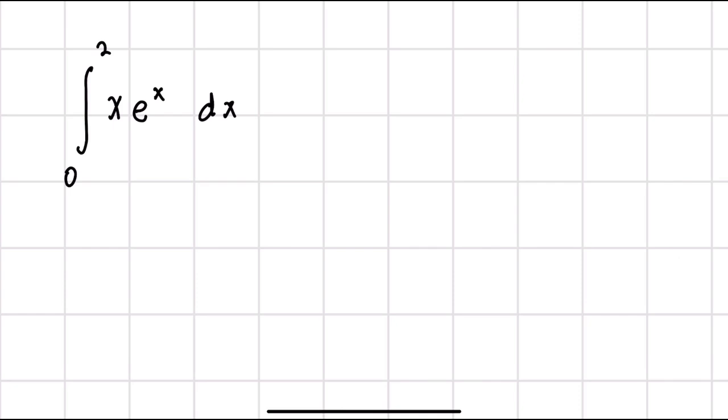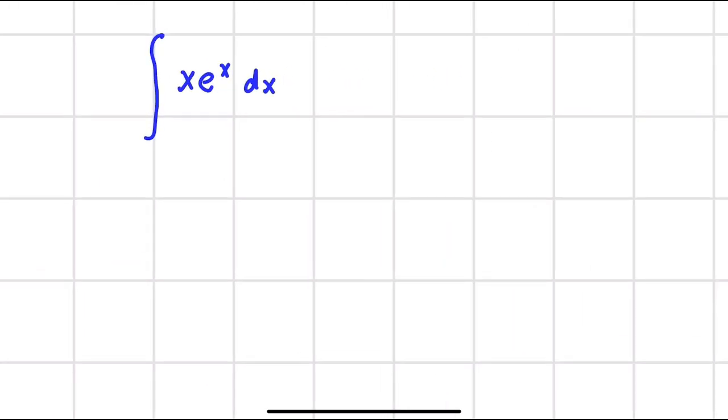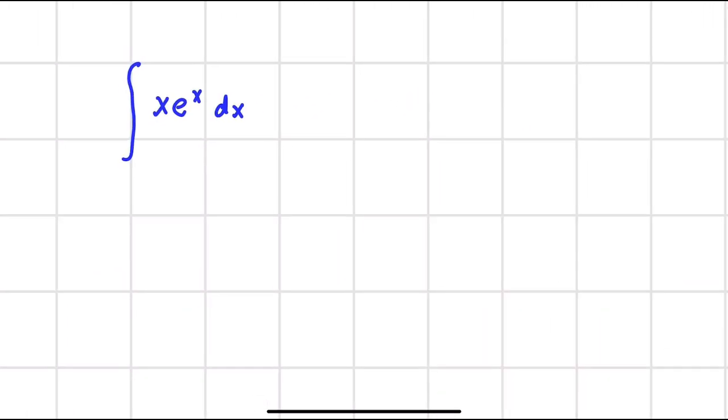In our next example, we have the integral of x times e to the x from 0 to 2. So let's evaluate our antiderivative on the side. So here we have to use integration by parts. So u will be equal to x, and v prime will be equal to e to the x. The derivative of x will be equal to 1, and the antiderivative of e to the x is still e to the x. And now we can use our integration by parts formula.